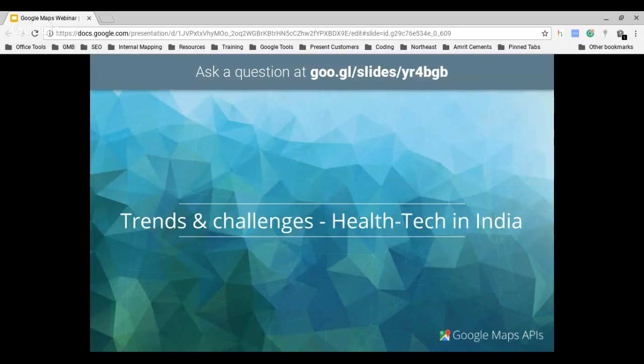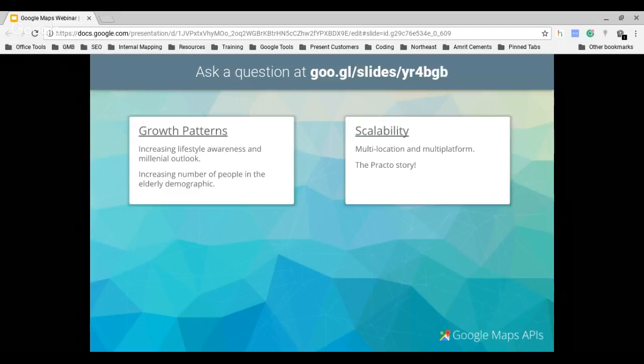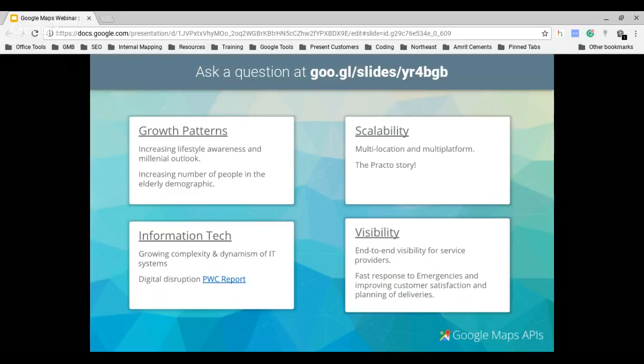Moving on, we wanted to discuss a few trends and challenges specific to the health tech industry in India, right? As far as trends are concerned, we wanted to discuss growth patterns, scalability, information technology, and visibility, right? In growth patterns, we are seeing an increasing number of users who are aware about their lifestyle, right? And that is because the millennial population has started to spend money, right? They have started to earn and start to spend money, and this is a huge demographic for the people who are trying to build out products for this demographic.